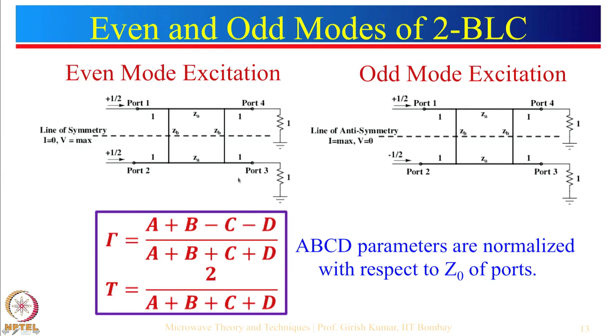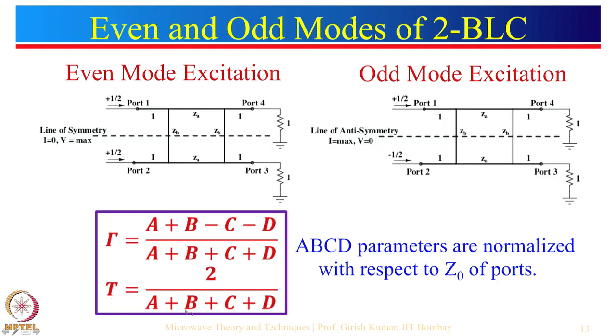So what do we do? We first find the ABCD parameters of this particular network and the ABCD parameters of this network, and from the ABCD parameters we can find the reflection coefficient. If you recall, earlier it is written as A plus B by Z0 minus C Z0 minus D. But here we are writing these normalized with respect to Z0. It's easy to remember: A, B, C, D, here sum of A plus B plus C plus D, and this is A plus B minus C minus D, and this is the transmission coefficient, or you can say this is S11 and this is S21.